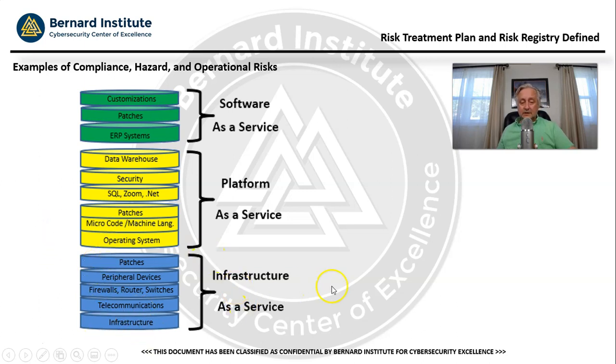That's called infrastructure as a service. Platform as a service is the middle layer, and this is where you provide a lot of the tools that you need to run your enterprise systems. So you have to have a data warehouse. You have to have security.